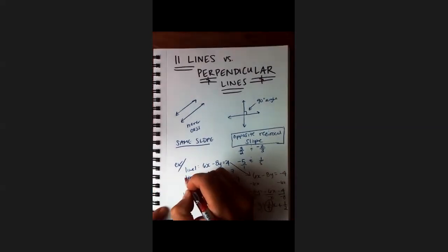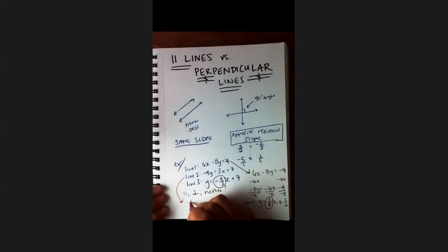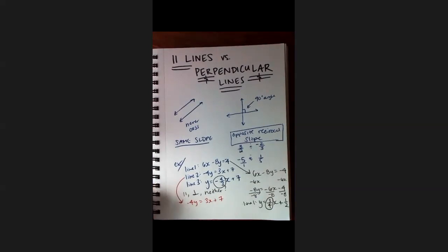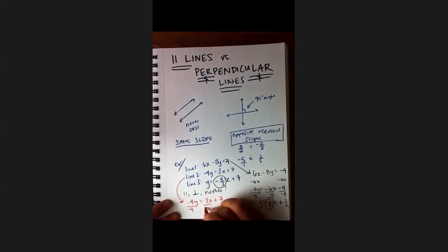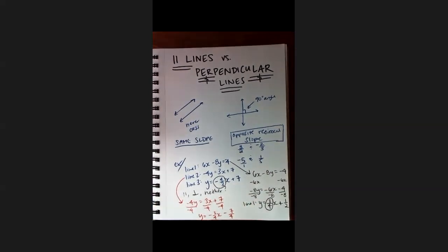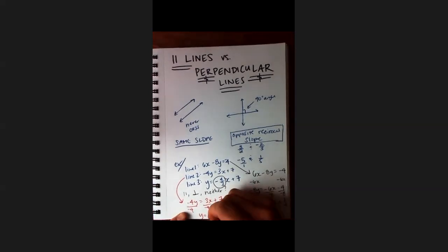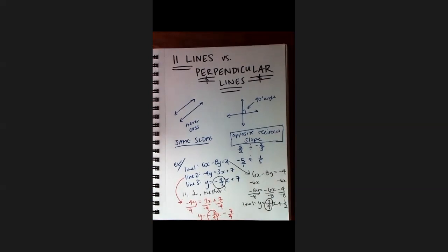So now let's check out line 2. We're going to go ahead and do the exact same thing, but we actually have more done to this one. So all we're going to need to do is divide the -4 on the left side, do the same to the right side, and we get y equals -3/4 x minus 7/4. So our slope in line 2 is -3/4. So we have our 3 slopes ready.